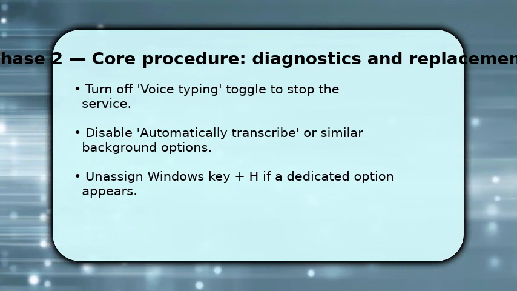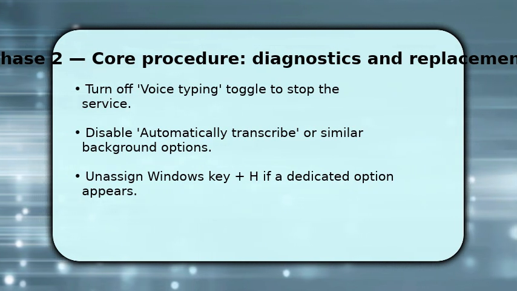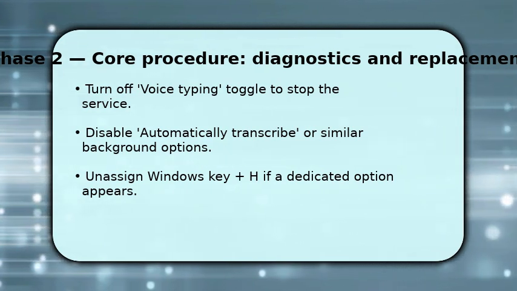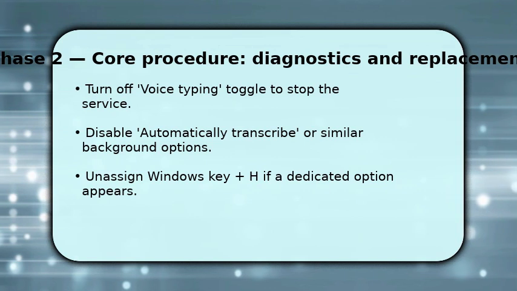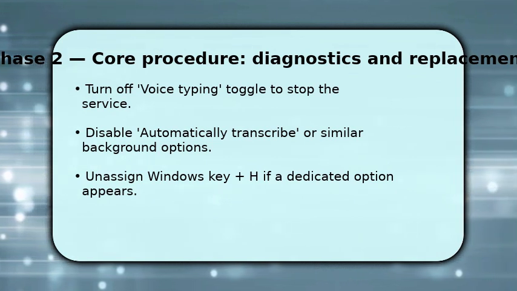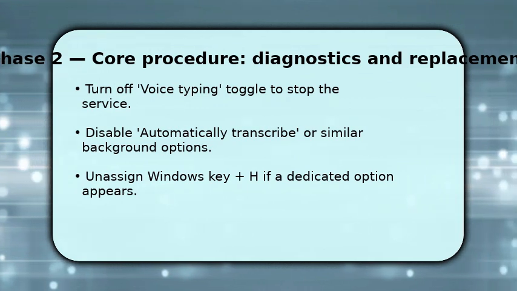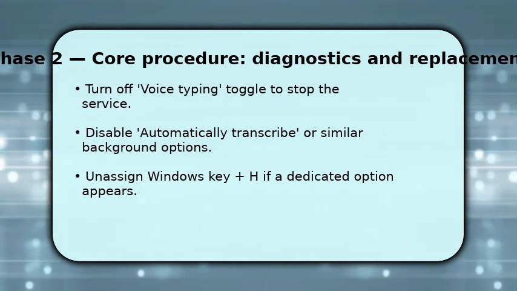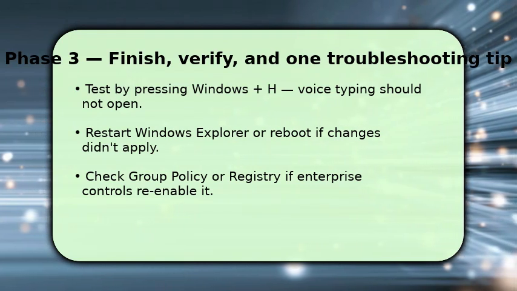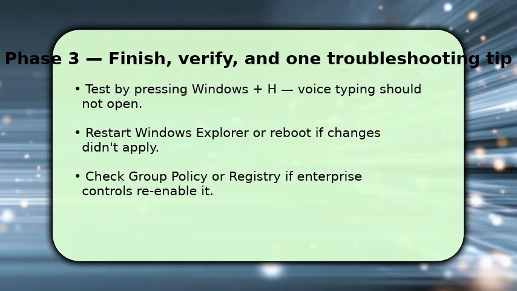If Settings shows a keyboard shortcut option for Windows key plus H, unassign or disable it. This prevents accidental triggers. Make sure to apply changes and wait a few seconds for Windows to update. Finish by testing. Press Windows plus H to confirm voice typing no longer appears. This verifies the shortcut is disabled.